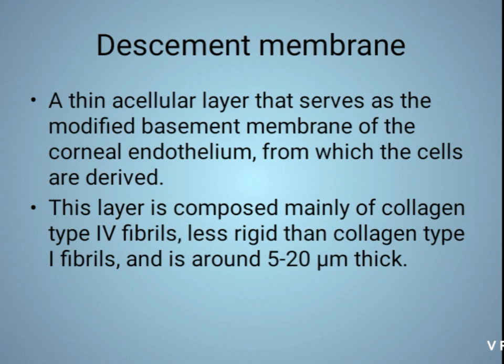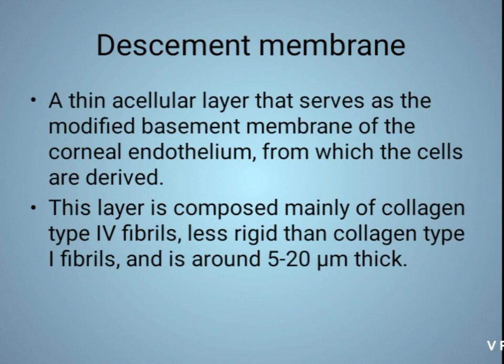This layer is composed of type 4 collagen fibers, which are less rigid than collagen type 1 fibers. In which layer of cornea are the type 1 collagen fibers present? Tell me in the comment section. There are two layers in which type 1 collagen fibers are present. You will tell me in the comment section. Okay, so let's continue with this slide.